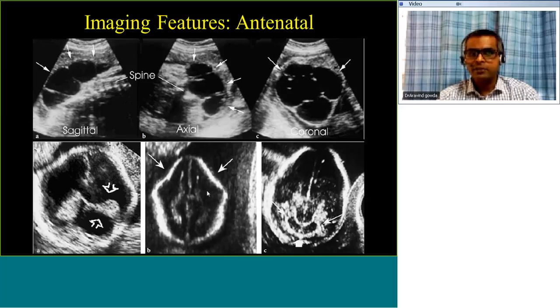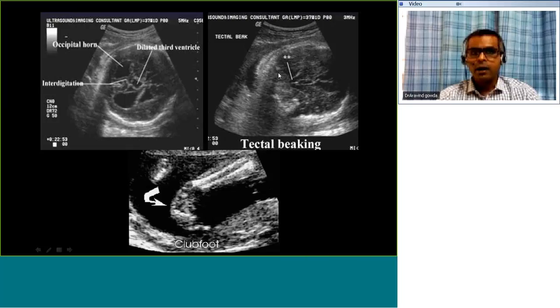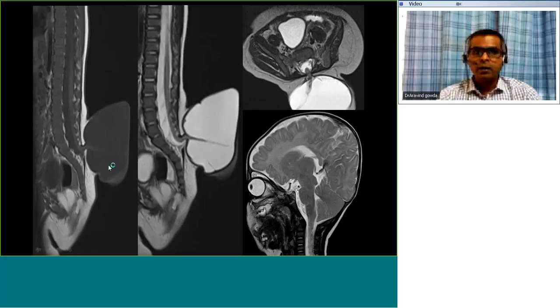There is a lemon-shaped skull vault, and almost all the times, 100% of the times, there will be associated Arnold-Chiari malformation type 2 in these cases. That's why you can see the tactile beaking, and there may be associated clubfoot, which is diagnosed antenatally.